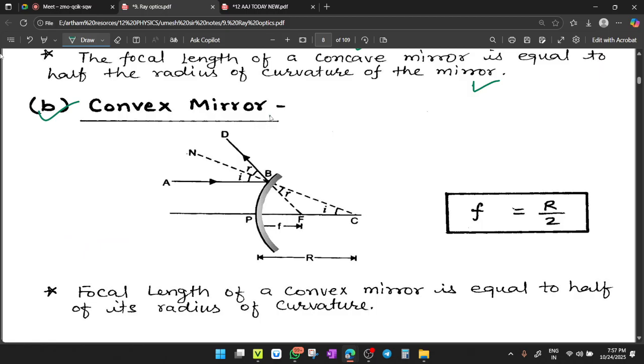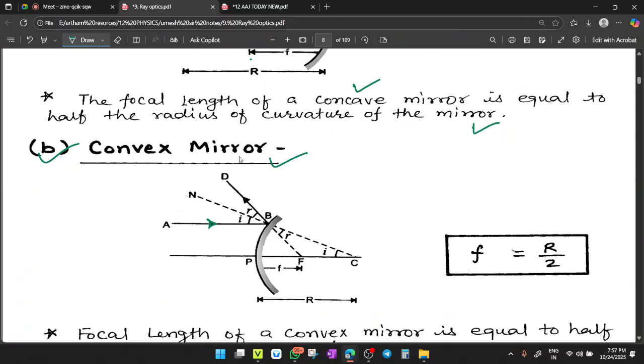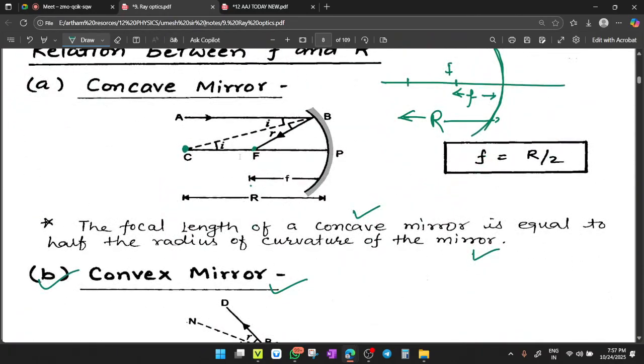Not only for a concave mirror, for a convex mirror also, it is half of the radius of curvature. Look here, in the convex mirror, this is a light ray. When the light ray is incident on the mirror, now check in what way reflection will take place. Here the complete idea of reflection is given. Let me explain.